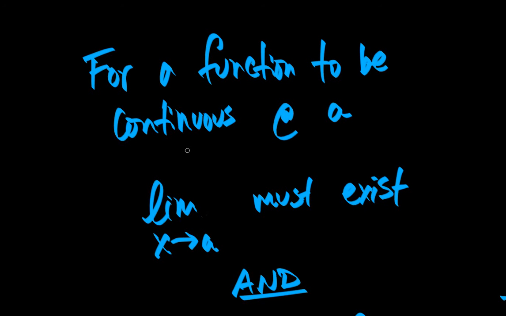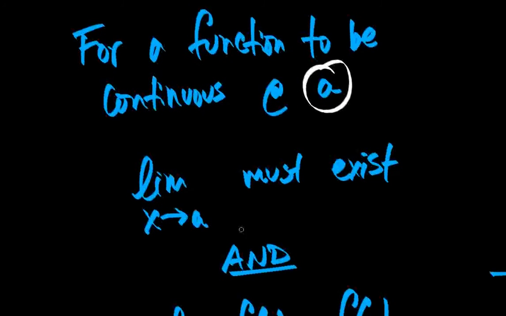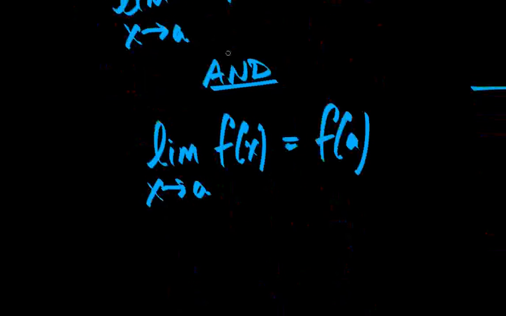Now, a more formal definition of continuity is like this. For a function to be continuous at some number a, we need to satisfy a couple conditions. The first is that the limit must exist. So the limit as x approaches a must exist. That's criteria 1.